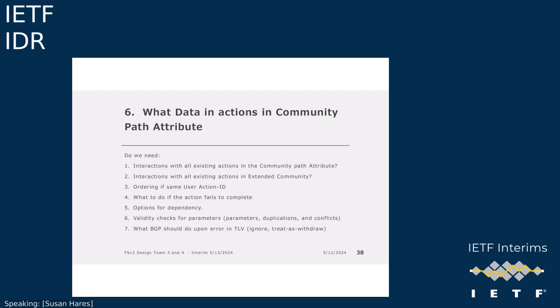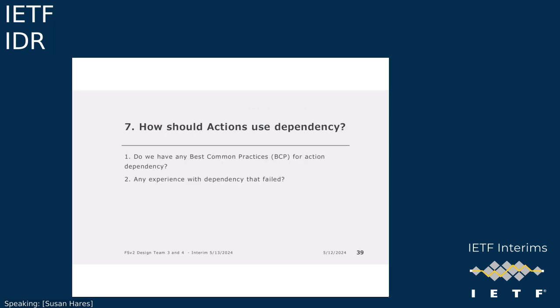The actions in the community path attribute we will pick up in the future because we're focusing on getting the actions. But if you go to that, you have a whole bunch of questions about how you handle the community. But we'll pick that up. I've listed these questions, and as Nat's example gives us, we need to have some understanding of dependency.